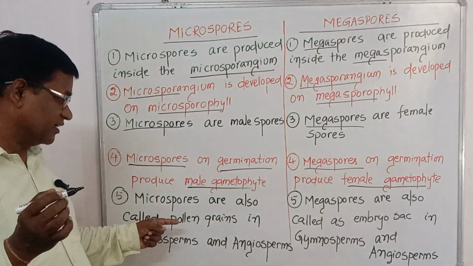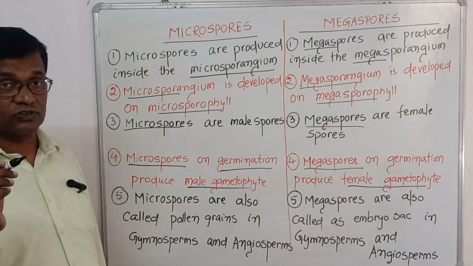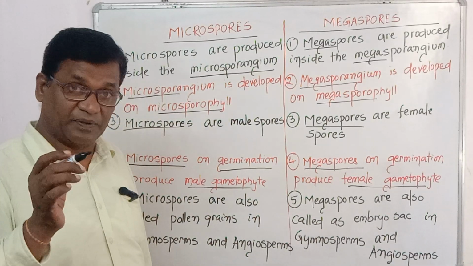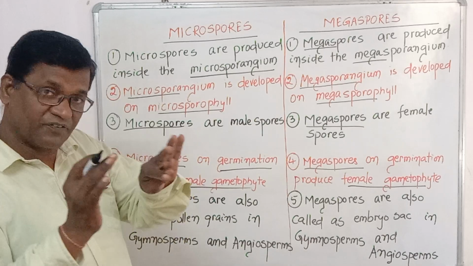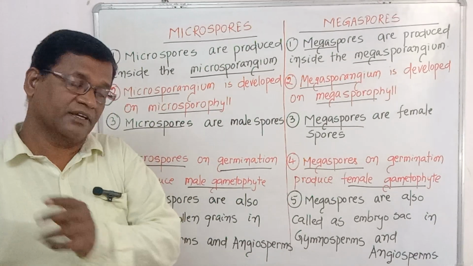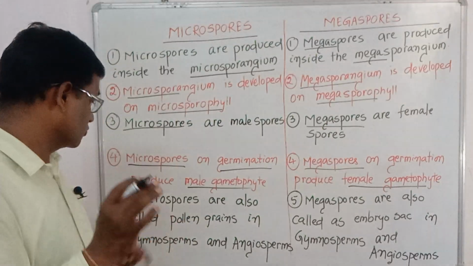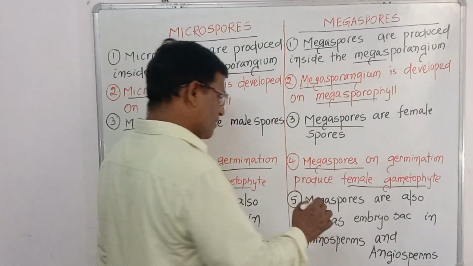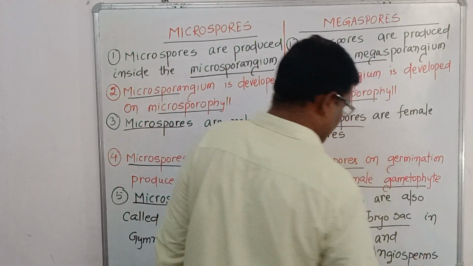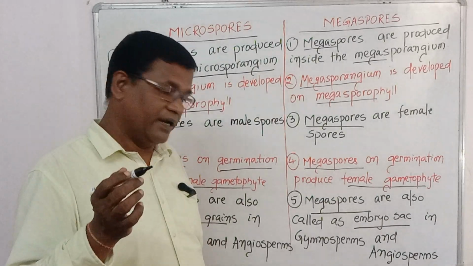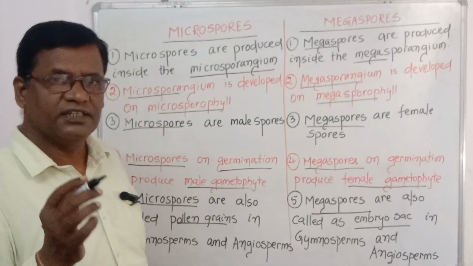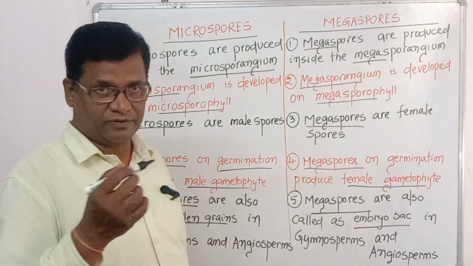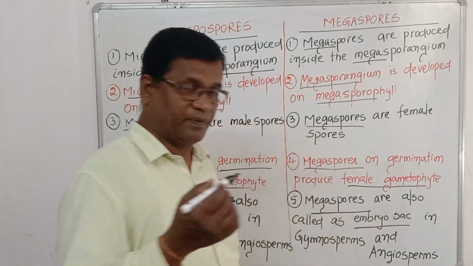Now the microspores are also called pollen grains, especially in the gymnosperms and angiosperms, which are seeded plants. Bryophytes and pteridophytes are different, and gymnosperms and angiosperms are different. In the gymnosperms and angiosperms, we call the microspores pollen grains. In the megaspores, we call it an embryo sac. Embryo sac means megaspore, and pollen grain means microspore. In simple terms, the pollen grain is developed from the microspores, whereas the embryo sac is developed from the megaspore.